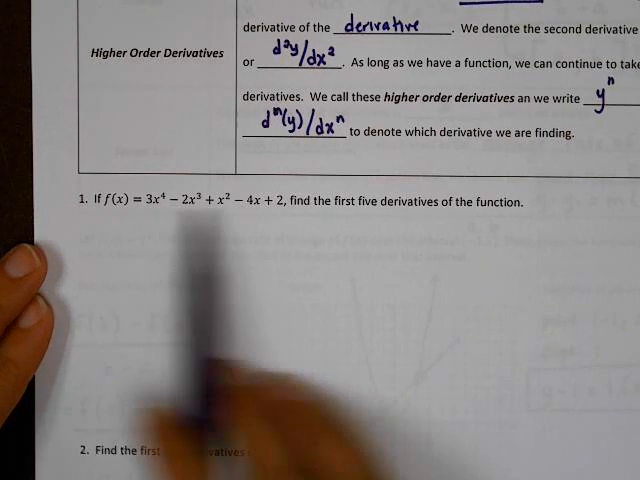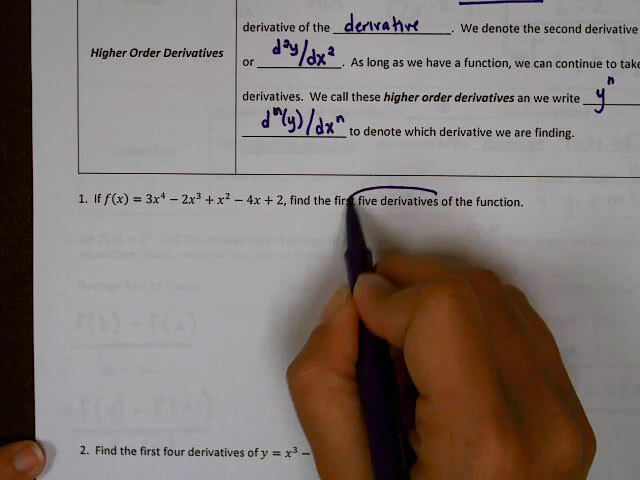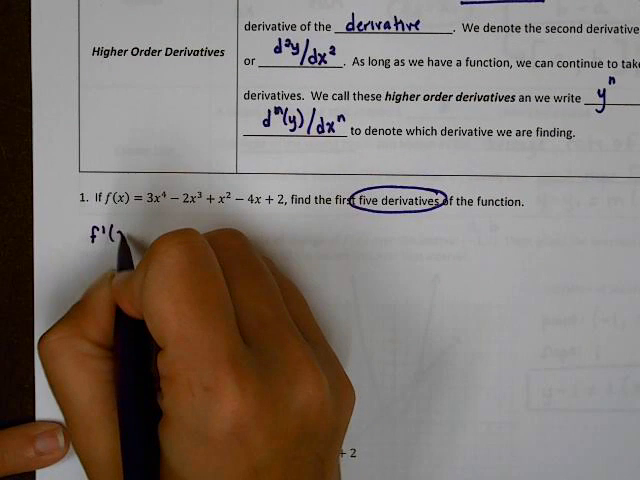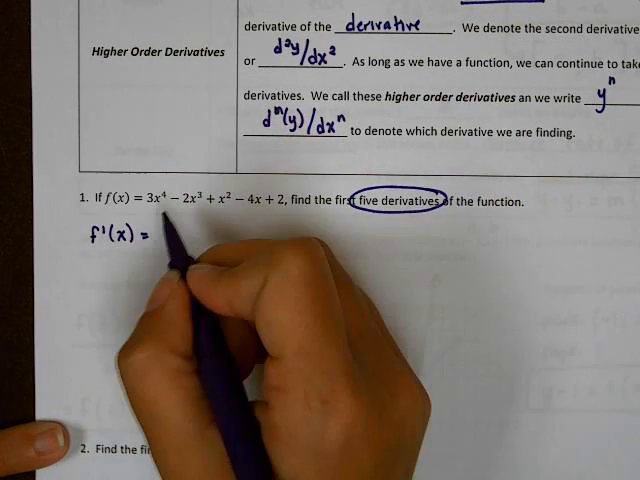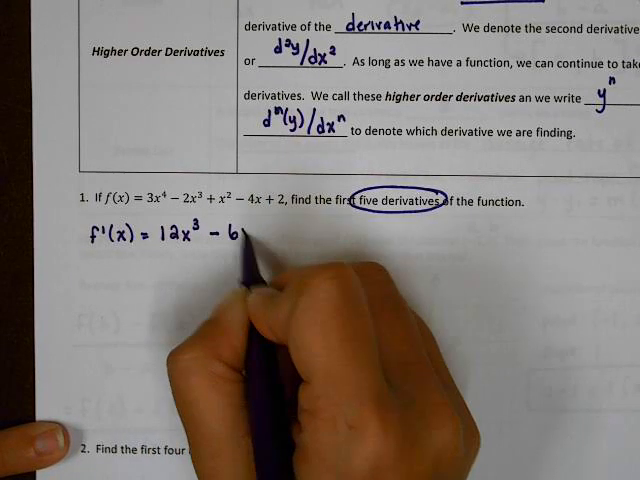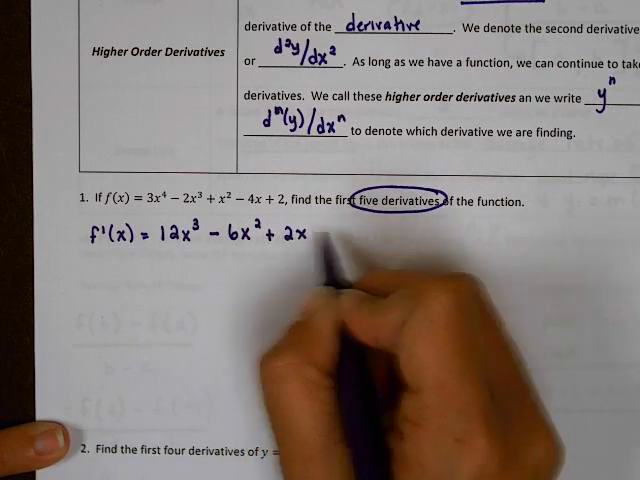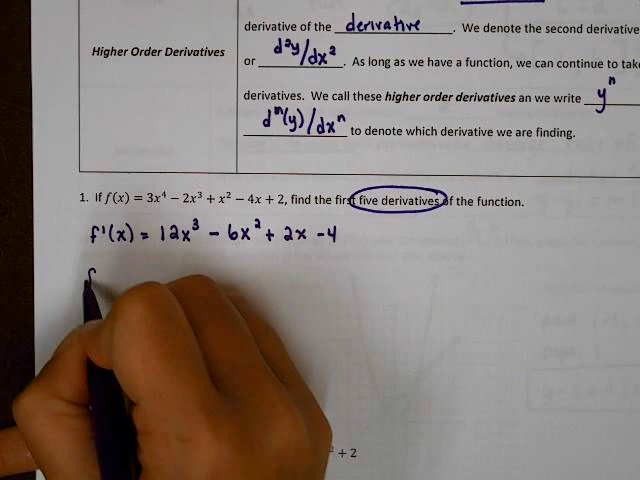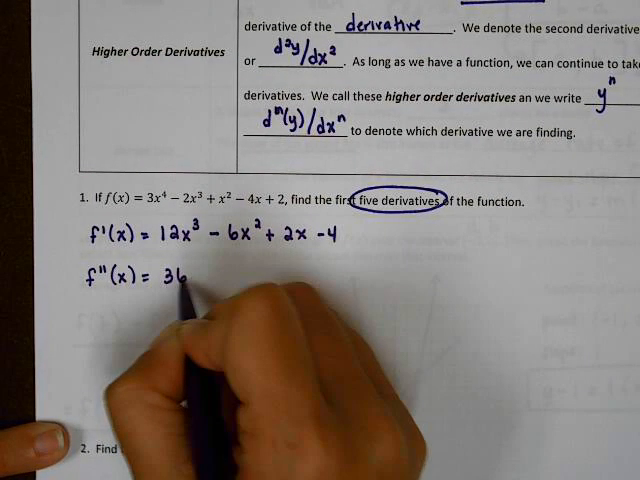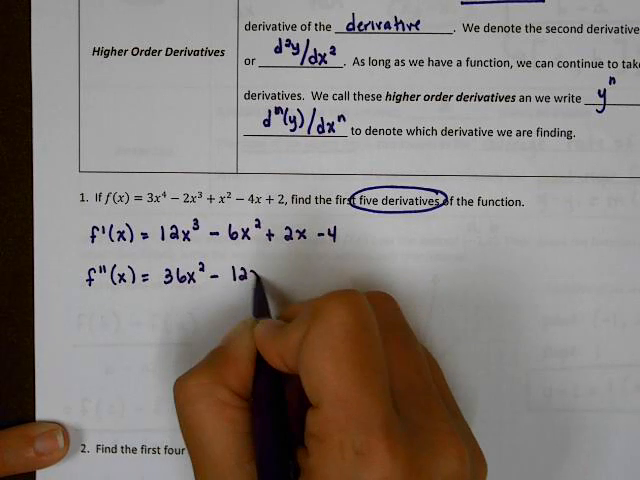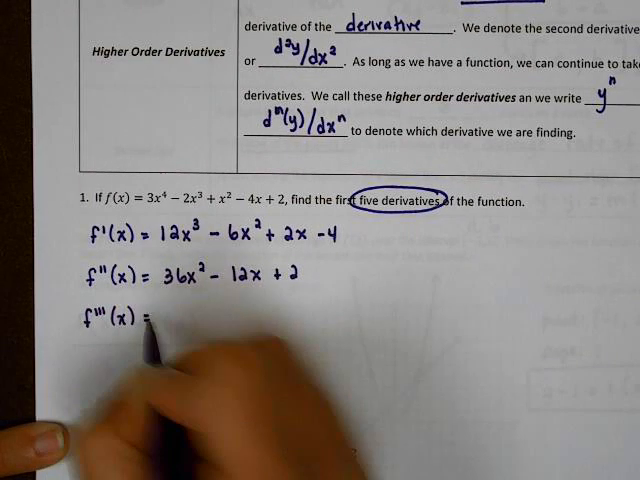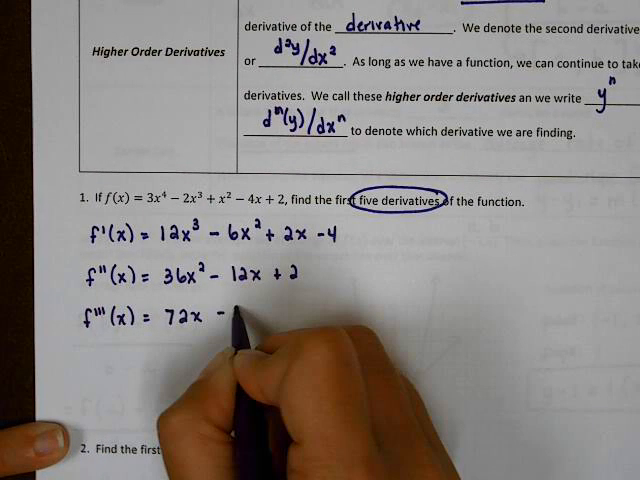So if f of x is this polynomial, find the first 5 derivatives. So this is just about writing it the right way. First we would say the first derivative, so we would say f prime of x. Now power rule says just drop the power and subtract 1. So we'd have 12x cubed minus 6x squared plus 2x minus 4. To find the second derivative, we would just put 2 tick marks there. And we would have 36x squared minus 12x plus 2. To find the third derivative, we would just put 3 tick marks there, which would give us 72x minus 12.